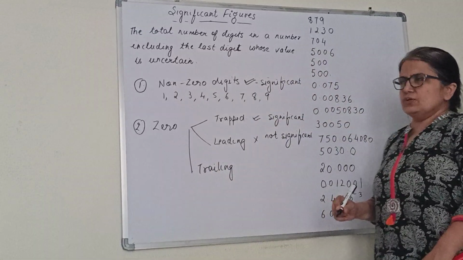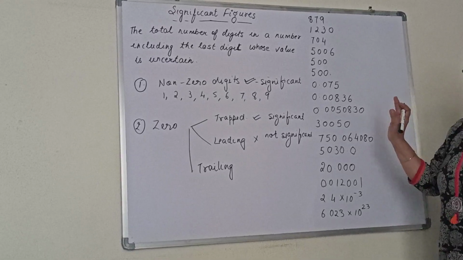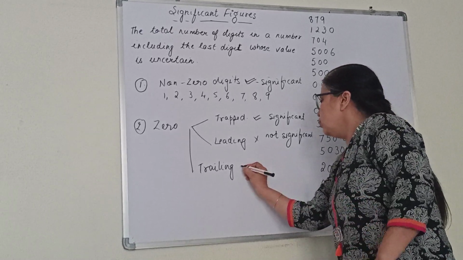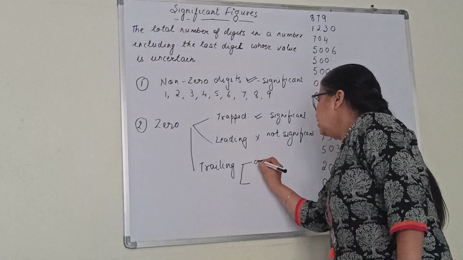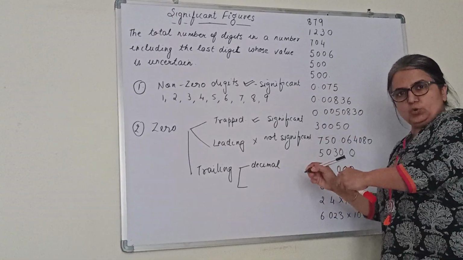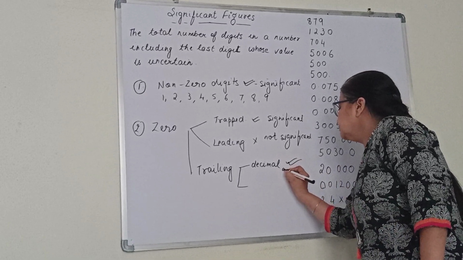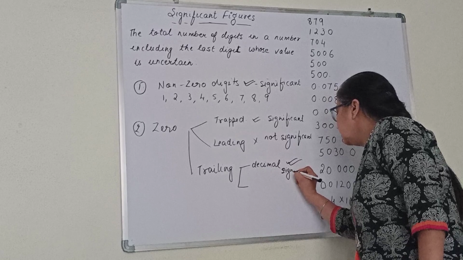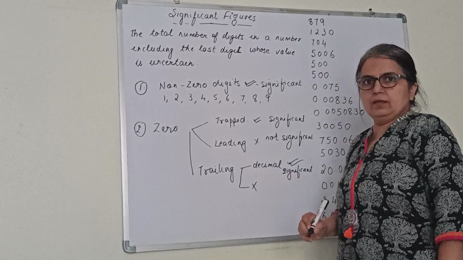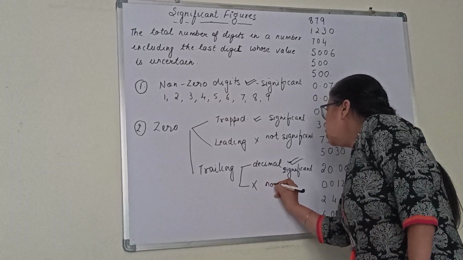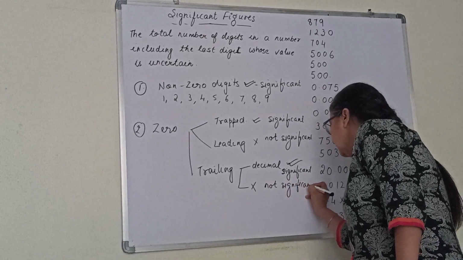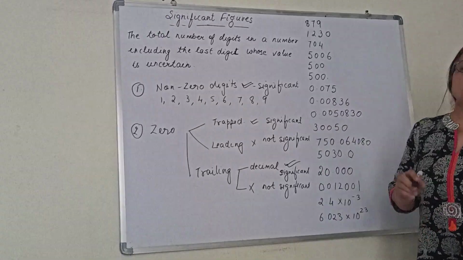The next one, we will see trailing zeros. Now what are trailing zeros? Means the zeros which are coming at the end. Trailing zeros, we can put them in 2 categories. Number 1, if there is a decimal, and after that the 0 is coming, it is significant. In this case, it is significant. If there is no decimal, then it is not significant. 0 is trailing, but no decimal, then it is not significant.